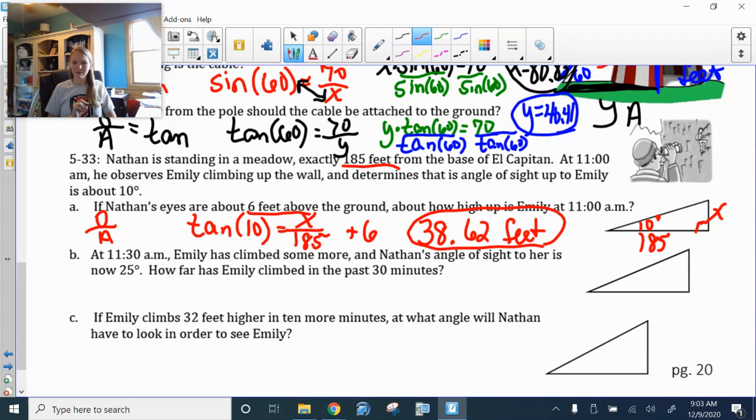Nothing too crazy. Part B is just more of the same. Now the angle's 25 degrees instead of 10 degrees. So it's the exact same problem, just with tangent of 25 instead of tangent of 10.